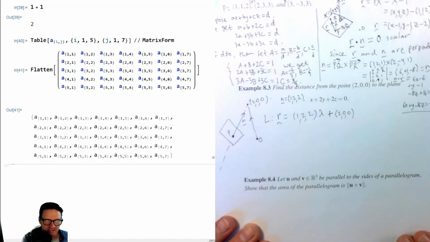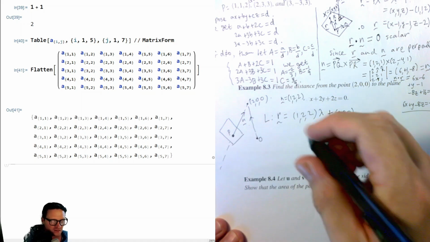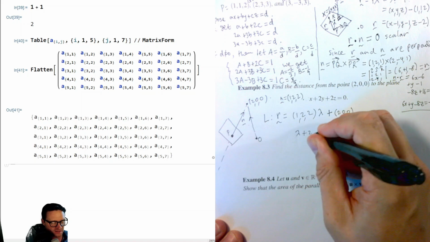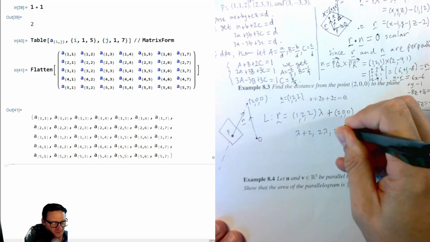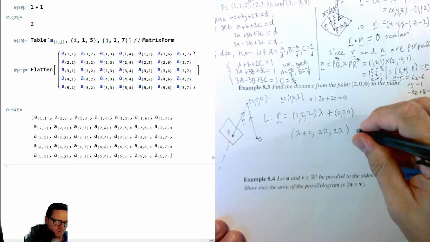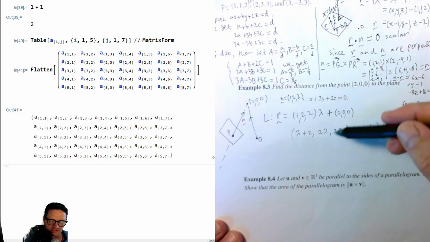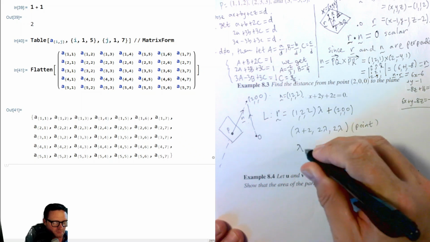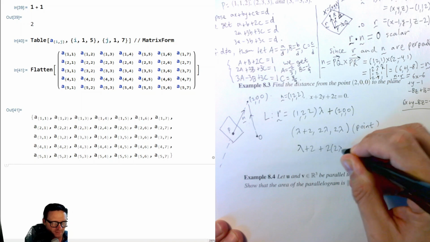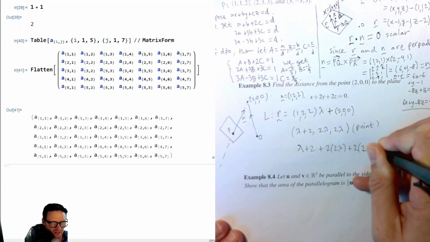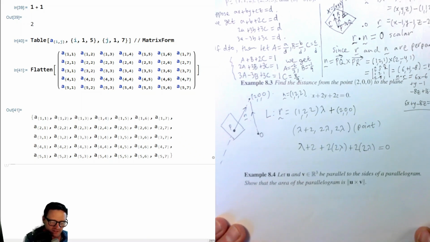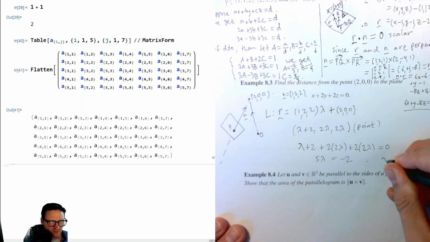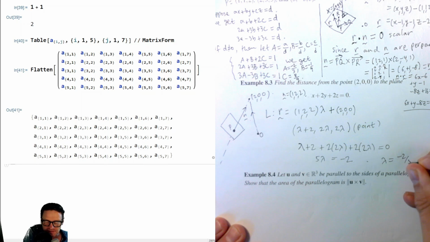All right, so next what you need to do is find where this intersects with the plane. From this we get a description of points. Expanding this out, we have lambda plus 2, then 2 lambda, and 2 lambda. Now subbing this into the plane equation, we've got lambda plus 2, plus 2 times 2 lambda, plus 2 times 2 lambda equals 0, which gives us a way to solve for lambda. Expanding this out, we get 5 lambda equals minus 2, and then dividing both sides by 5, lambda is minus 2/5.